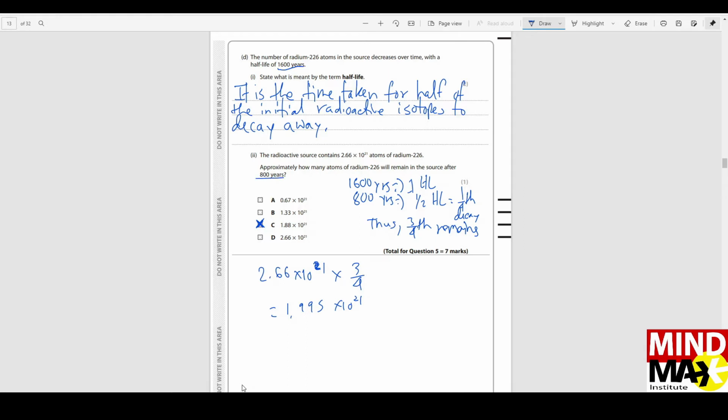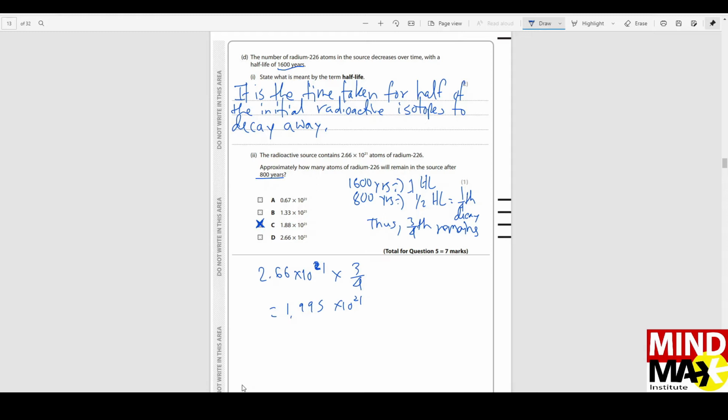So 800 years is basically half of 1600. So if the half-life is 1600, we are basically having half of the half-life. That means if 1600 years is the time taken for it to become half, then in 800 years it will not become half, but rather it will be left with 3/4 of the total amount, because out of the total amount, half of the half is going away.